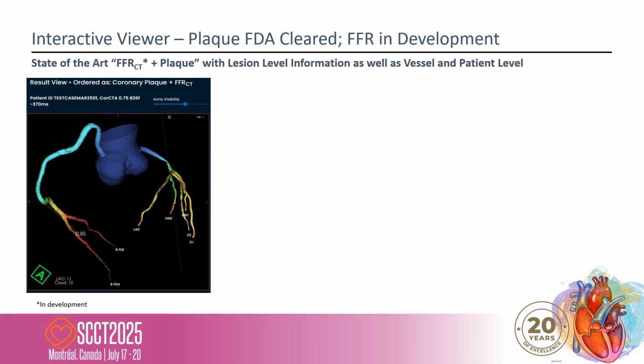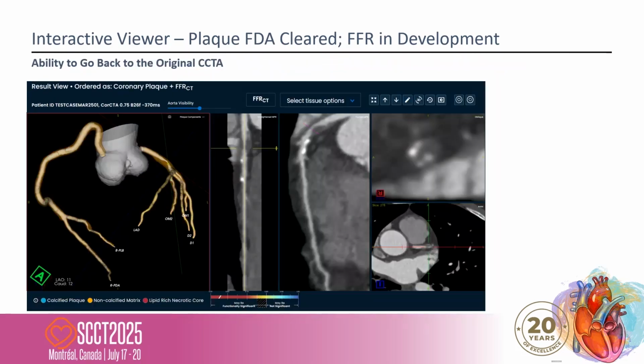You see here a case, left system. You're interested in it because there's some change in color. If you click on that, you'll get a direct 0.78 FFR value. And then what we allow you to do is actually go back to the raw CT scan. So let's be fully transparent about it.